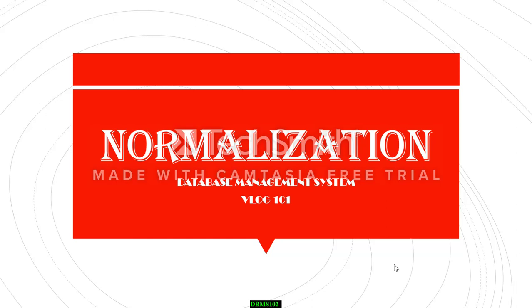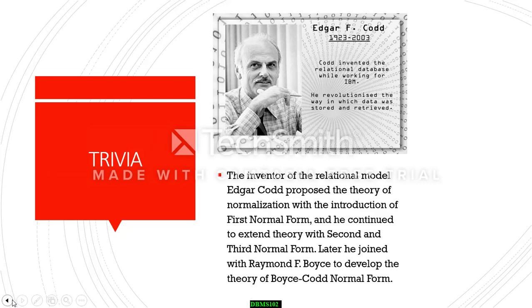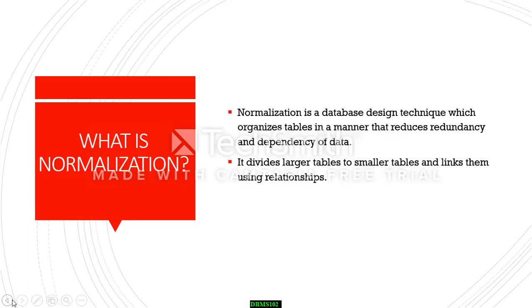In this video, the topic is what is normalization. First, let us define normalization. Normalization is a database design technique which organizes tables in a manner that reduces redundancy and dependency of data. It divides larger tables into smaller tables and links them using relationships.